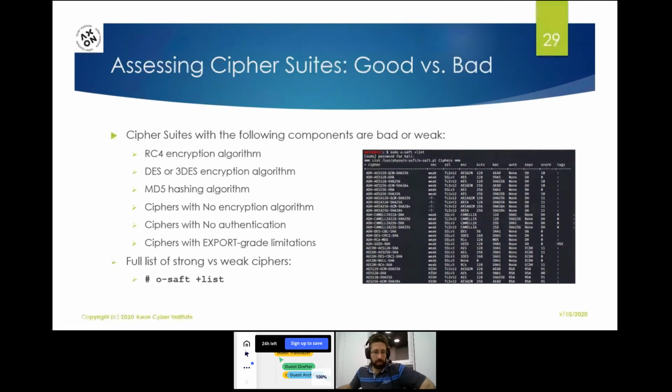If you are using the O-Saft tool, which I'm going to explain in a while, using the command plus list is going to give you a list of ciphers, in general a table of all available cipher lists, and it will tell you which one is weak and which one is strong. As you can see here in this image, you have the weak, the high security, medium security, and weak or low security. So you can use this as a reference guide when you are doing your assessment.